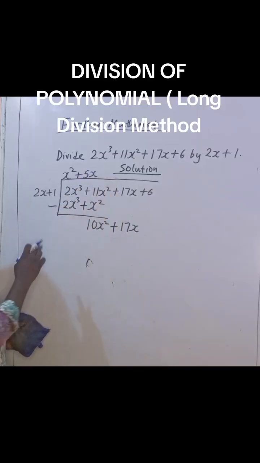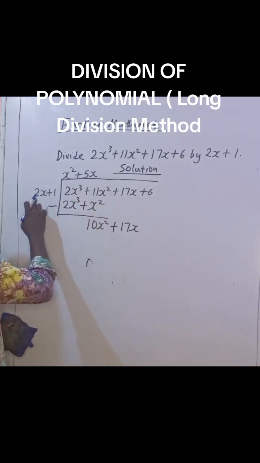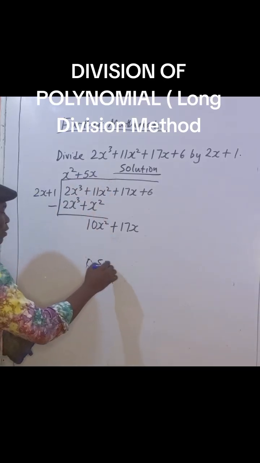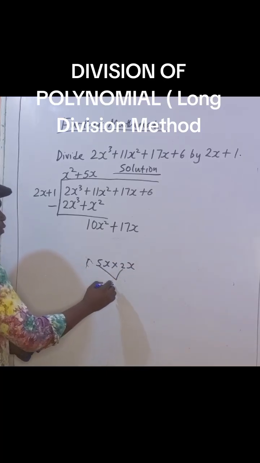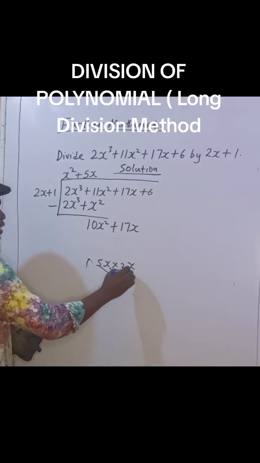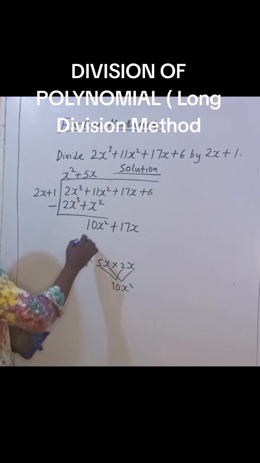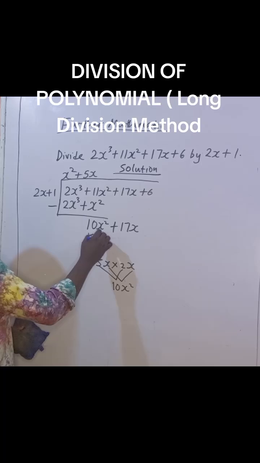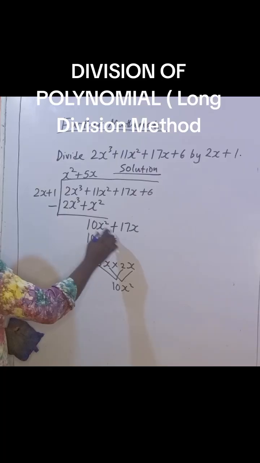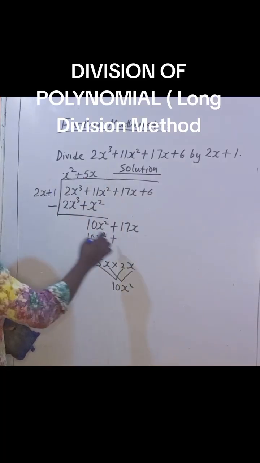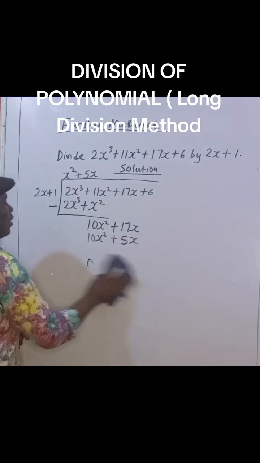This same 5x, use it to multiply everything you have here. So 5x multiplied by 2x. 5 times 2 give you what? 10. x times x give you what? x squared. Exactly now, that's 10x squared. Put the 10x squared here. All right. Plus times plus gives you plus. 5x times 1 gives you what? 5x. You are done with that.